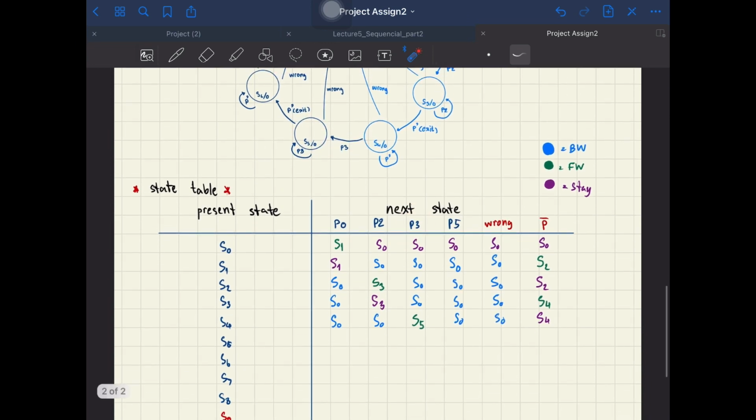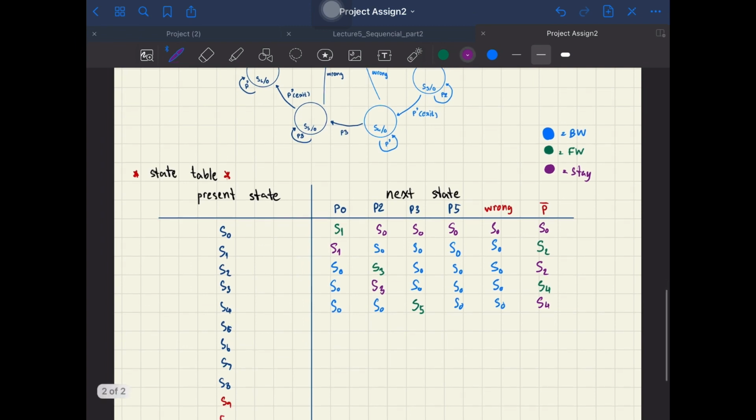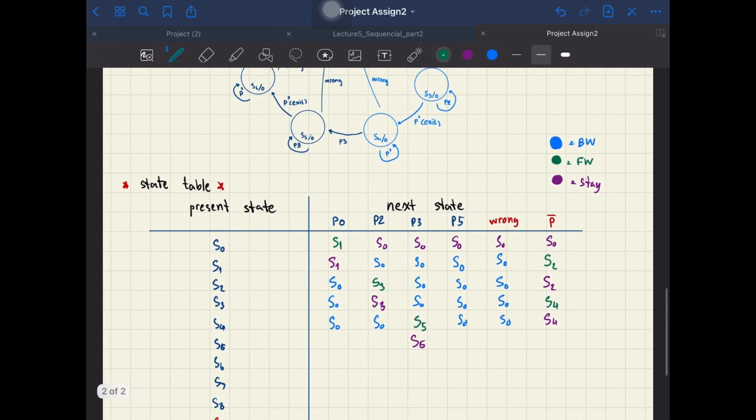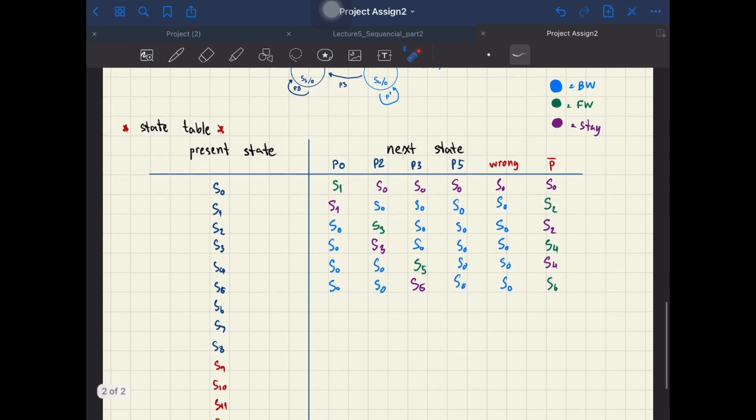We are now at state 5. State 5, the thing that makes you stay in state 5 is press 3, right? So P3 in state 5. And then if you wanna go to state 6, you need to leave the button. So leaving the button to go to state 6 is forward. I use green color. And the other case, blue things, state 0, at P0, P2, P5, and wrong case.